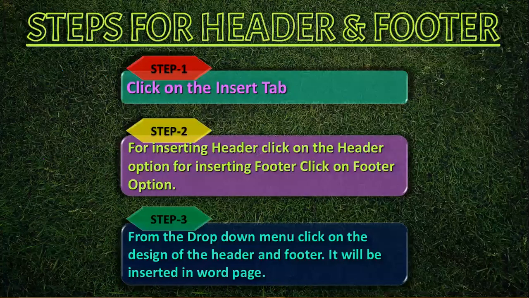So first step, click on the insert tab. For inserting a header and footer, you need to click on the insert tab. Second step, if you want to insert a header, then after clicking on the insert tab, in the ribbon of the insert tab, click on the header option. If you want to insert a footer, then you need to click on the footer option. Both the options will be available in the ribbon of the insert tab.